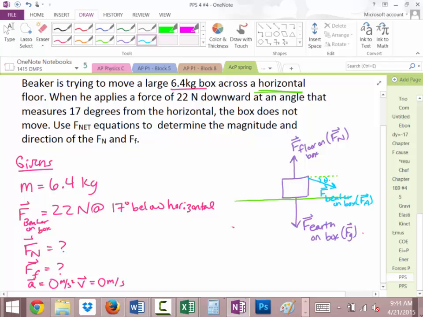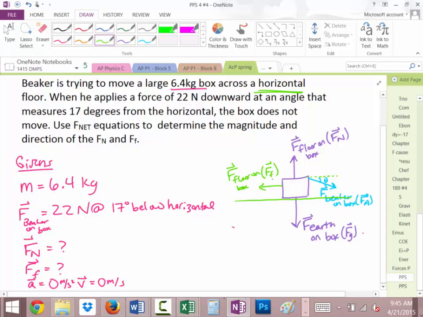All right, so we know there's a force of friction acting. Which way is it going? Yeah, right, that way, right? Friction always acts parallel to a surface. So this is going to be the force of the floor on the box. But this one is F sub F.